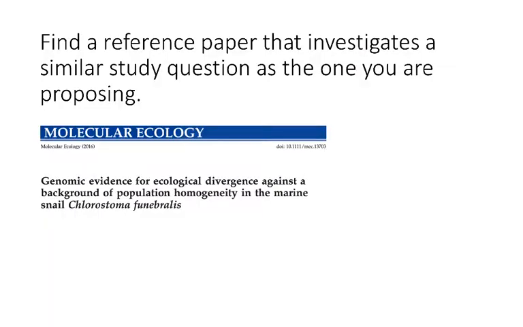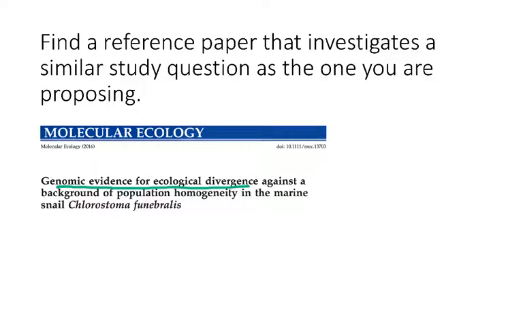So the first thing that I recommend is finding one or multiple reference papers that investigate a similar study question as the one you are proposing. Again, you may already have a few of these papers that you've been reading for reference as you've been working on your proposal so far. So for instance, if you were interested in doing a study looking for molecular evidence for ecological divergence or local adaptation, this might be a good paper for you to reference.